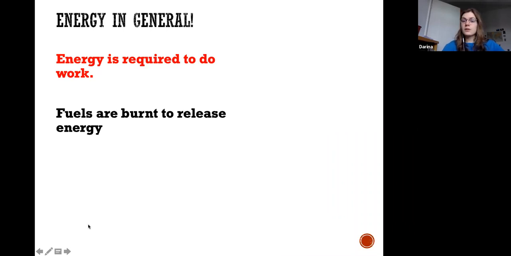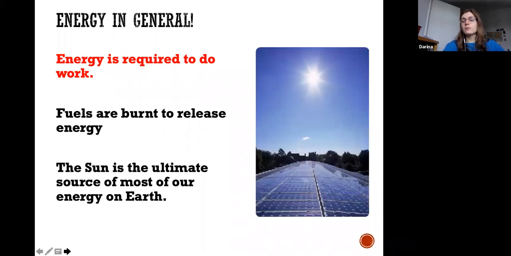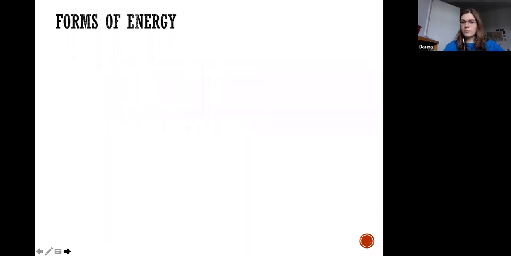Energy in general. Obviously, we know that energy is required to do work. We usually burn fuels to release energy. That's a kind of thermal energy. And we get most of our energy sources from Earth. Now that we've discussed electrical energy and ways of working out electrical energy, we've got the equation. I've explained it in terms of work done, but work done is an energy transfer. They're essentially the same thing. Now that we explained it in terms of electricity, let's have a look at the other things that it can be transferred into as well.